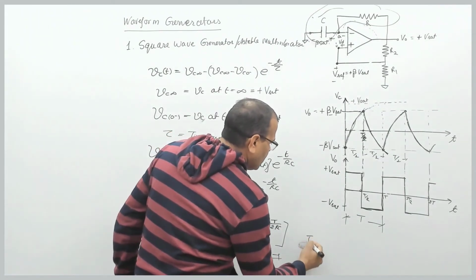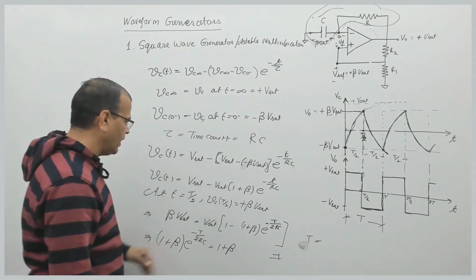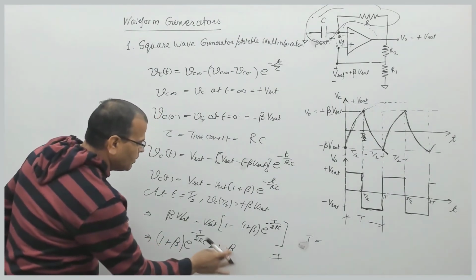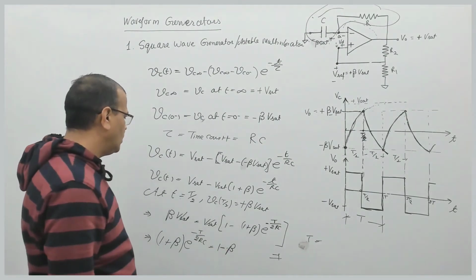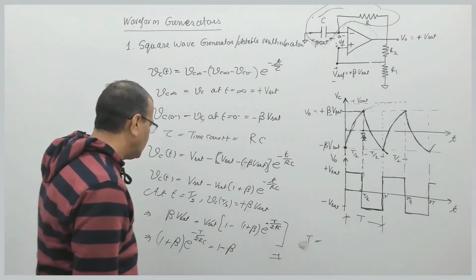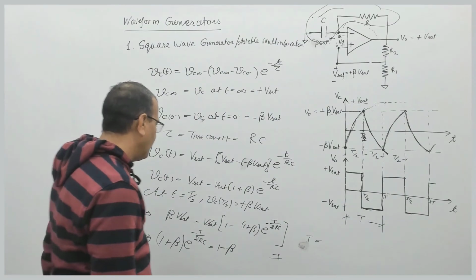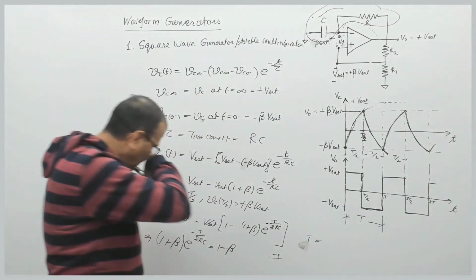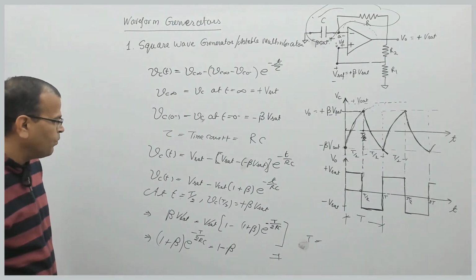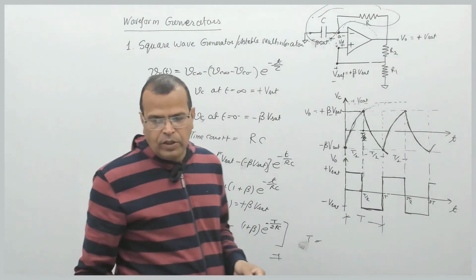This gives the time period of the signal. I can write it directly here. This is 1 minus beta, not 1 plus beta. When you take beta on this side, this will be 1 minus beta. So this gives what? You can see it carefully. I have t equal to, that will be 2RC.